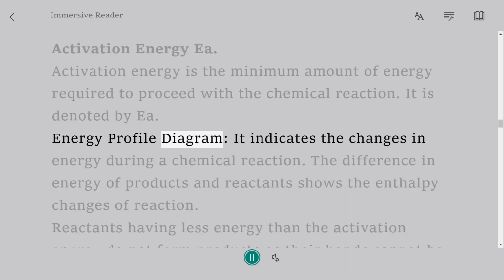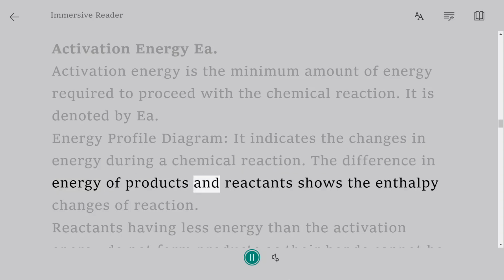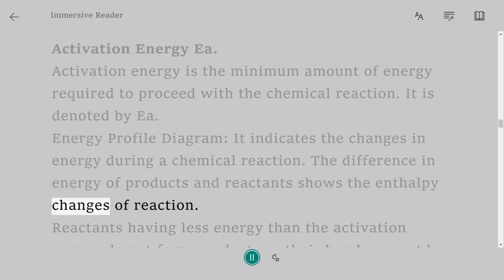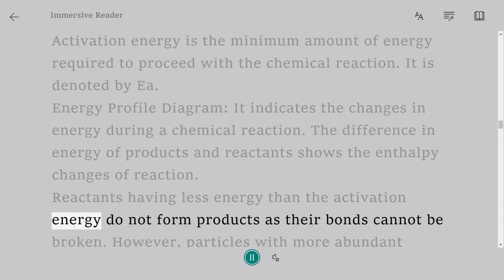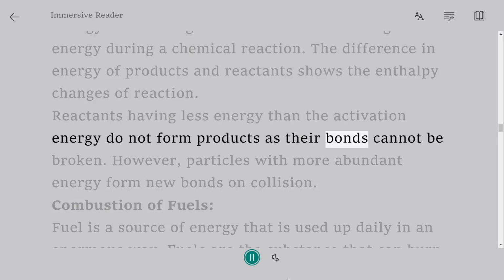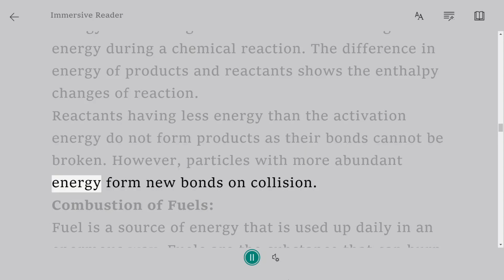Energy profile diagram. It indicates the changes in energy during a chemical reaction. The difference in energy of products and reactants shows the enthalpy change of the reaction. Reactants having less energy than the activation energy do not form products as their bonds cannot be broken. However, particles with more abundant energy form new bonds on collision.